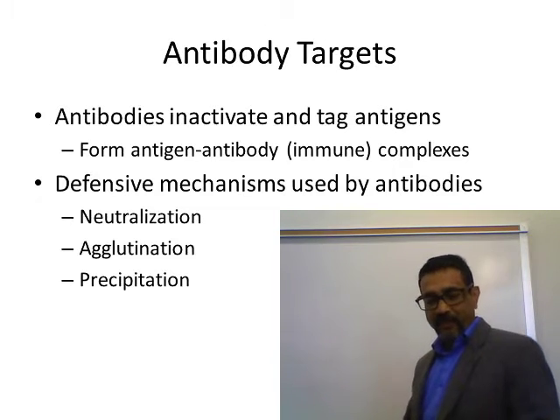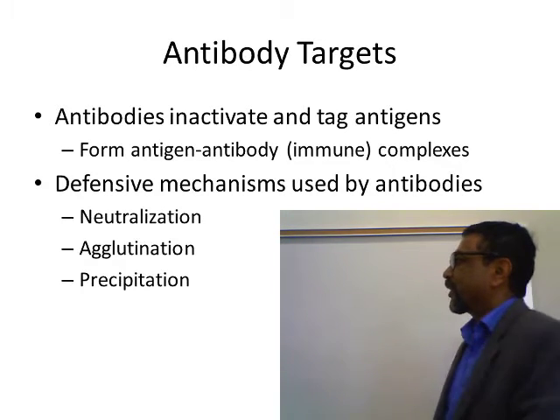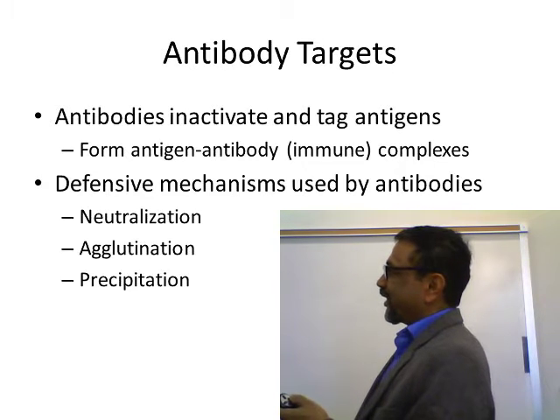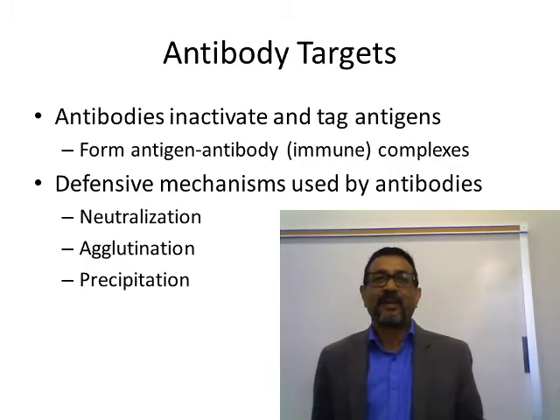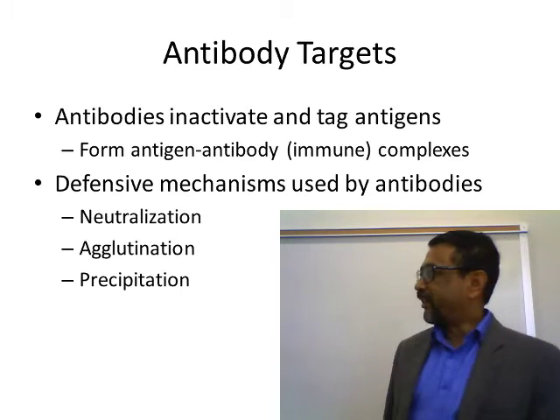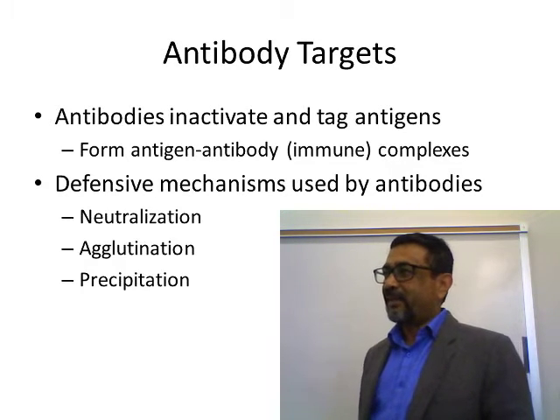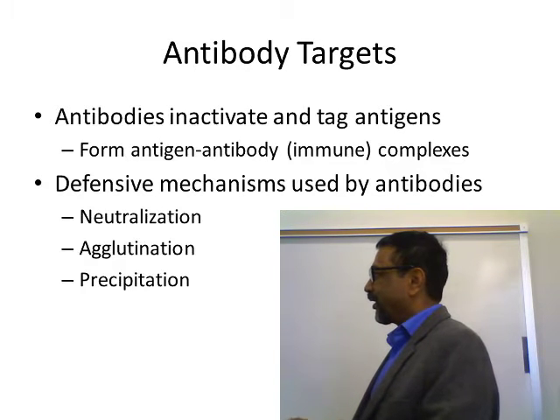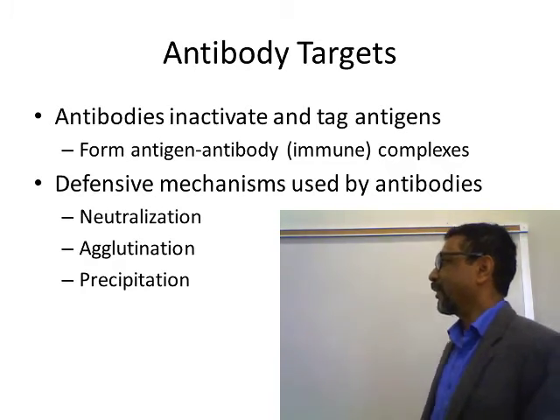So that's how the antibodies work. Now, antibodies can work in 3 different mechanisms. What are those mechanisms? The commonly used mechanisms are neutralization, agglutination, and precipitation. So those are the common mechanisms by which antibodies fight against the antigens, or inactivate or kill the antigens: by neutralization, by agglutination, and precipitation.